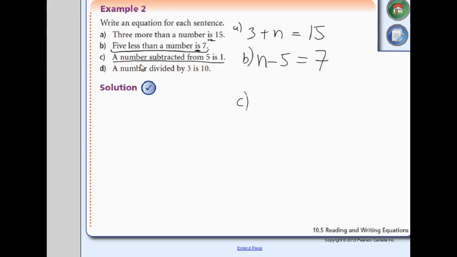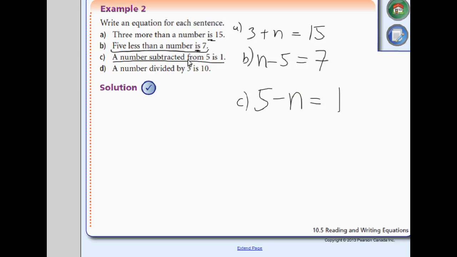C, a number subtracted from 5 is 1. Again, they're trying to trick us up here. A number subtracted from 5. So if that number was 2, let's say, 2 subtracted from 5 would be 5 minus 2. Now, the number isn't 2. The number is just the number. So it's 5 minus n equals 1.